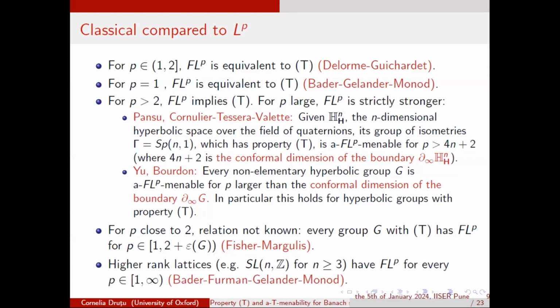And as announced before, if we look at higher rank lattices, like for instance SL_n(Z) for n at least 3, these have all the range of fixed point properties. So all the actions by isometries on an LP space always have a fixed point. And that was proved by Bader-Furman-Gelander-Monod. So this is the sort of setting. Between 1 and 2, nothing new. It's equivalent to T or AT respectively. For P larger than 2 and definitely large enough, FLP becomes stronger and AFLP becomes considerably weaker.